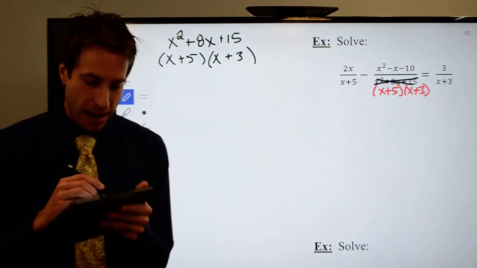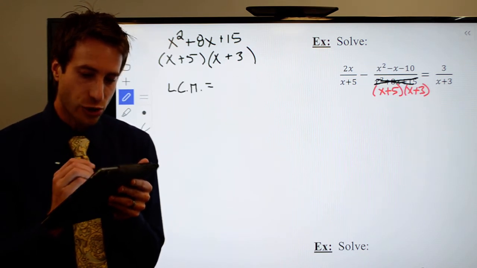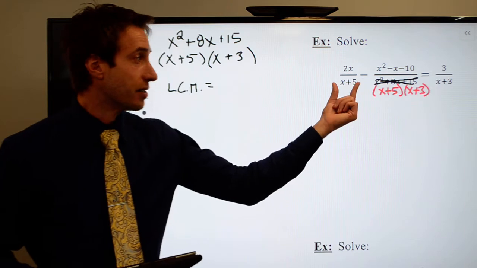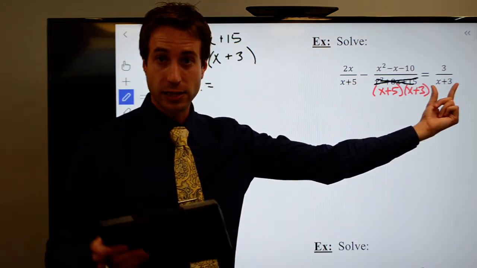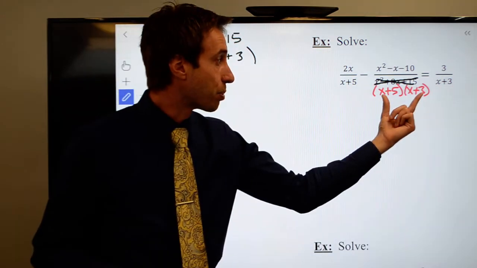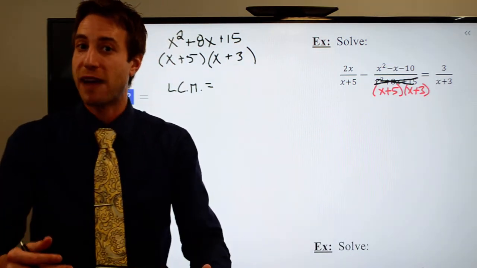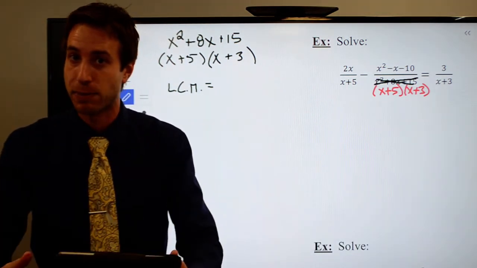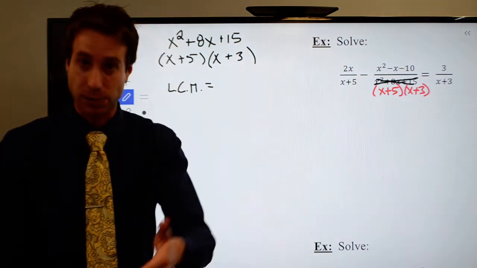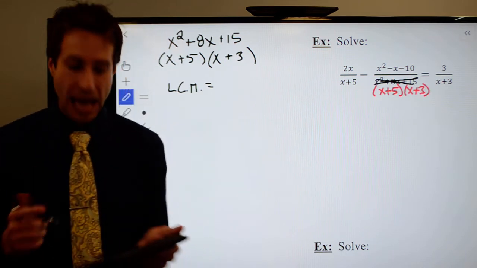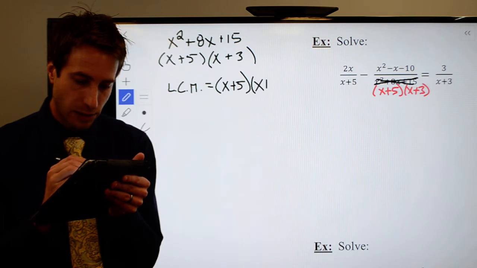So it turns out my LCM is actually just going to be a combination of those factors. This x plus 5 factored is x plus 5. X plus 3 factored is x plus 3. X plus 5 times x plus 3 factored is x plus 5 and x plus 3. But you keep each factor the greatest number of times it appears. You only have to keep each factor once, and it's the greatest number of times it appears. So my LCM is x plus 5 times the quantity x plus 3.